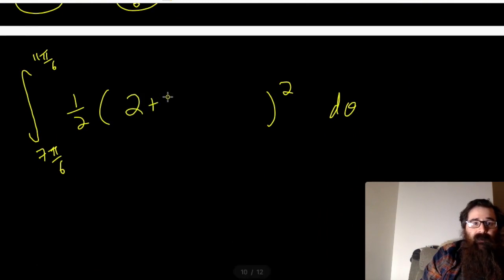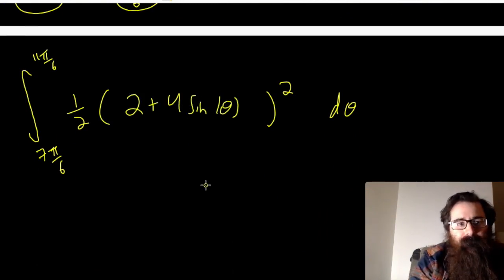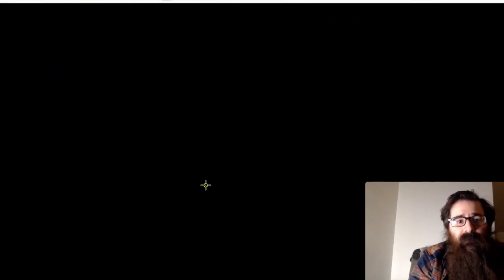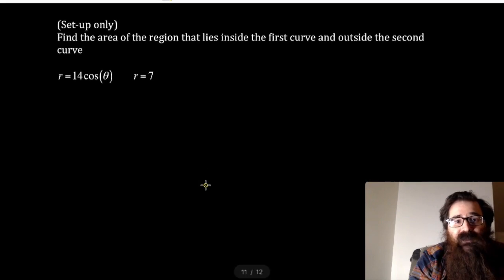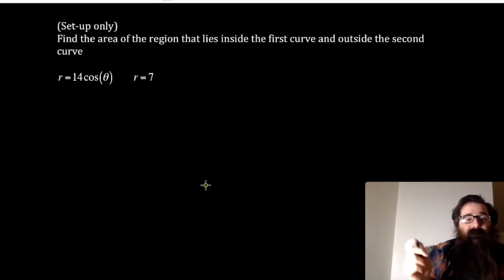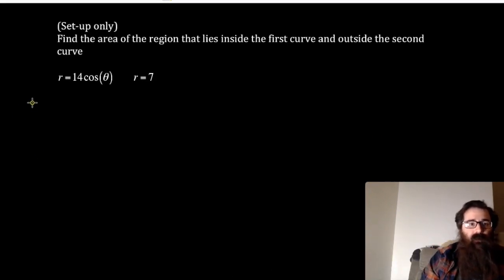And then we'd want to go ahead and integrate. And that's our setup. Let's see if we can take a look at one more, just the setup only. I want to find the area of the region inside the first curve and outside the second curve. And we're going to go ahead and set up for our graph.